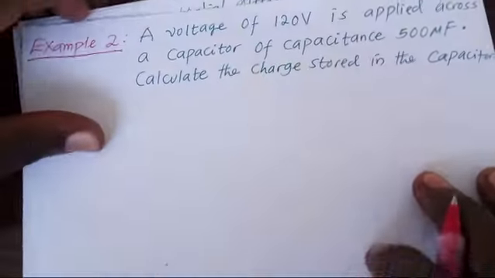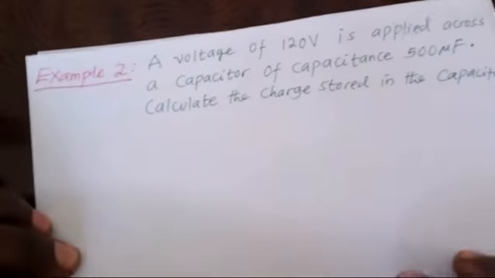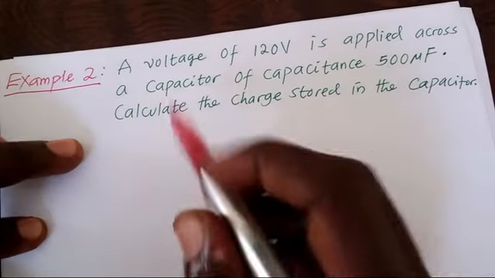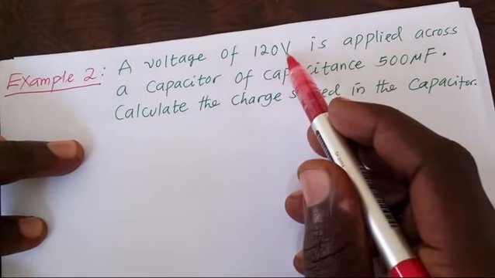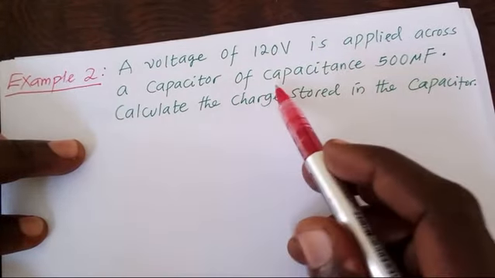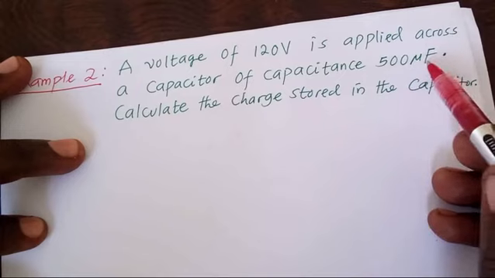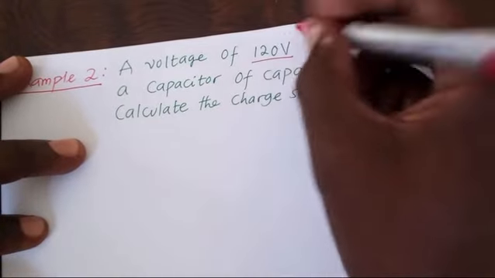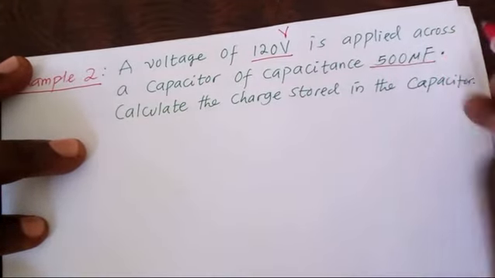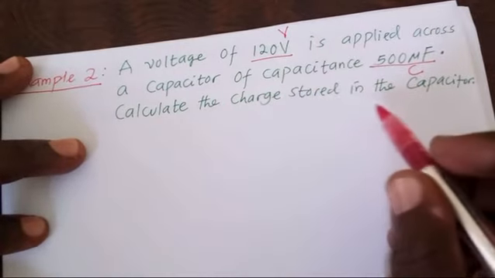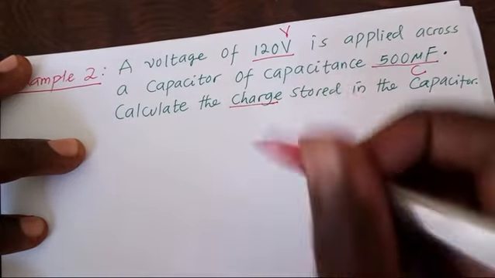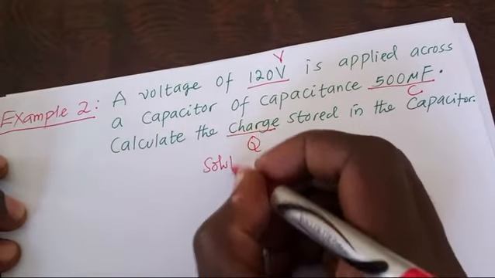Moving on, we have the next example here, example 2. Example 2 says that a voltage of 120 volt is applied across a capacitor of capacitance 500 microfarad. Calculate the charge stored in the capacitor. Here the parameters we are given are V and the capacitance of the capacitor, and then we identify our target variable. Our target variable is the charge, because the problem says calculate the charge, and the charge is capital Q. So let us bring this out as quickly as possible.